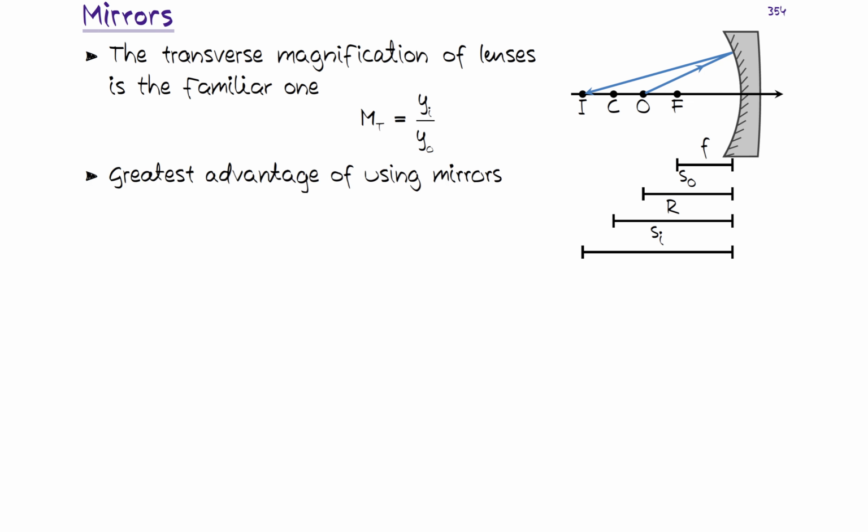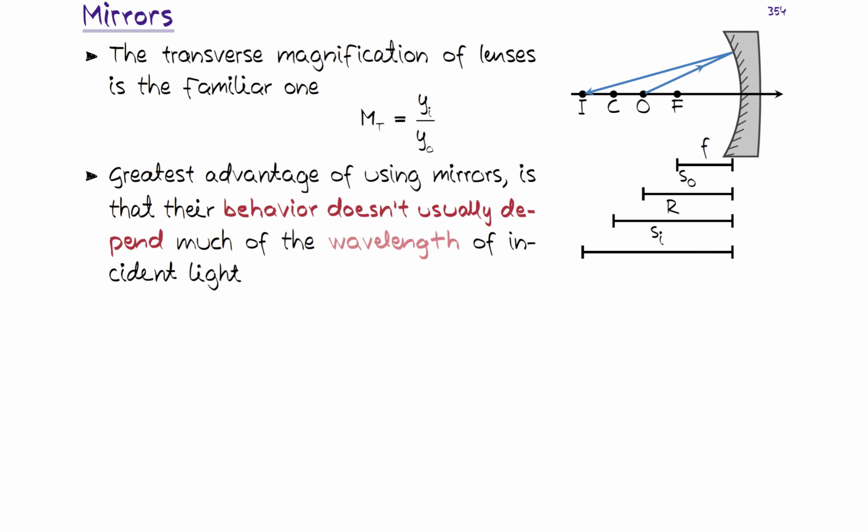The greatest advantage, like I already mentioned in the motivation of using mirrors, is that the behavior of reflection doesn't really depend on the wavelength. So there's no refraction, no light is propagating inside the material, like with the case of lenses. And this means that the wavelength of incident light doesn't really matter in the image formation process. So basically, please recall the reflection law. There's nothing in the reflection law saying anything about the refractive indices of the medium. It just states theta I equals theta R.